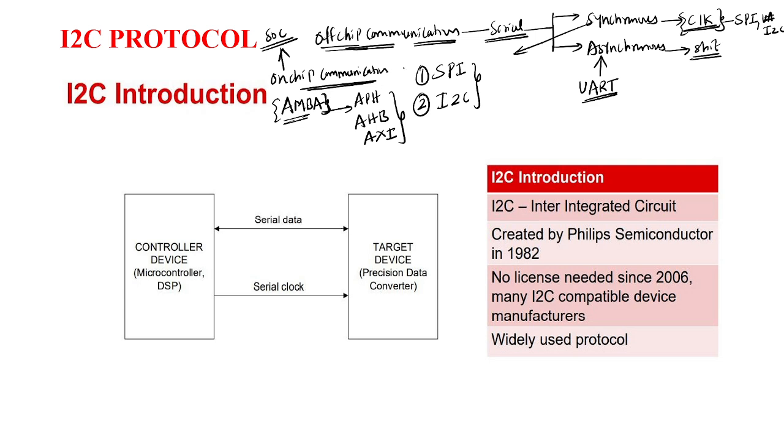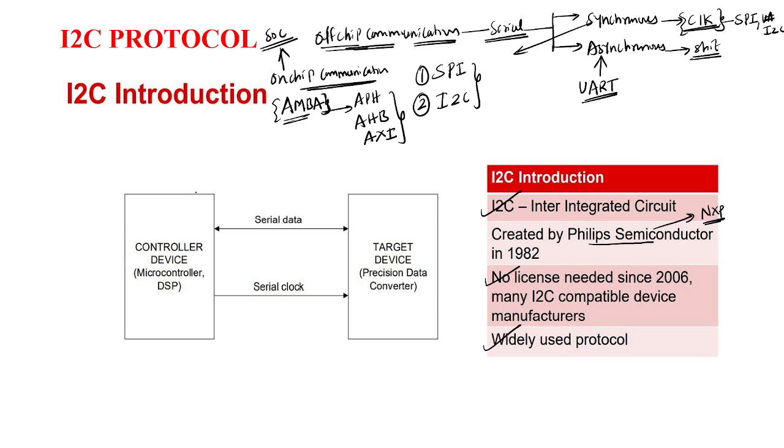Now we are discussing I2C, that is inter-IC communication. It was created by Philips Semiconductor, which is now NXP Semiconductor. The name was changed in 1982, and no license has been needed since 2006. There are many I2C-compatible device manufacturers, and this is a widely used protocol.